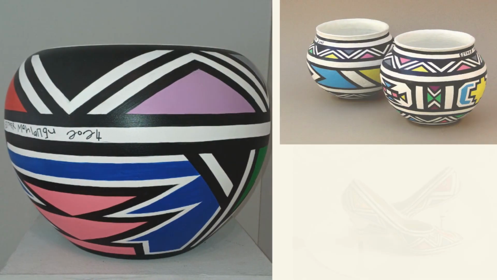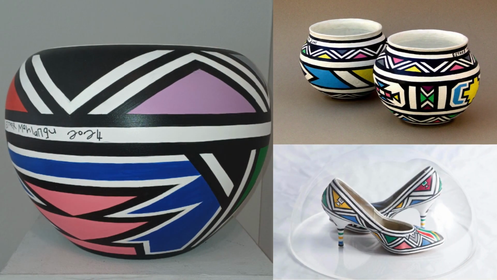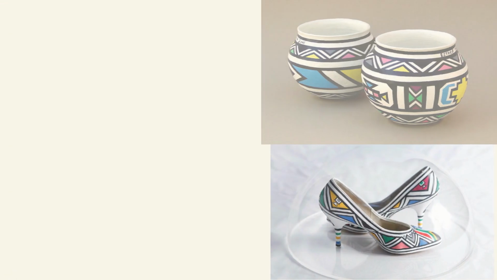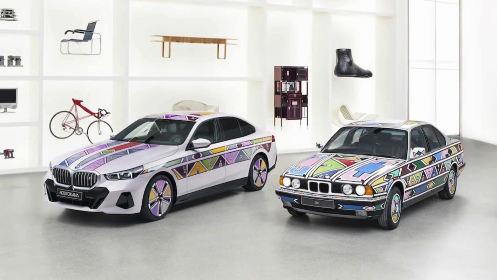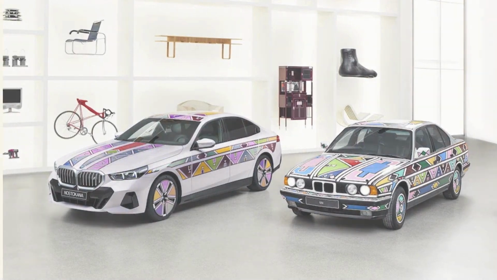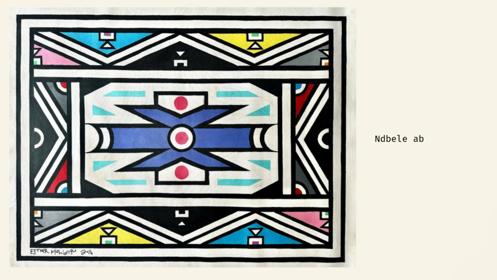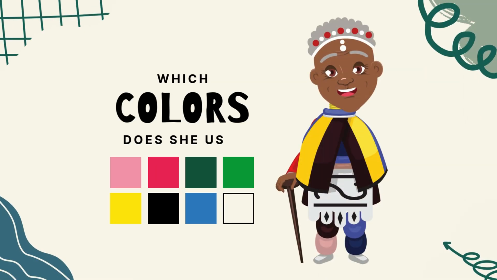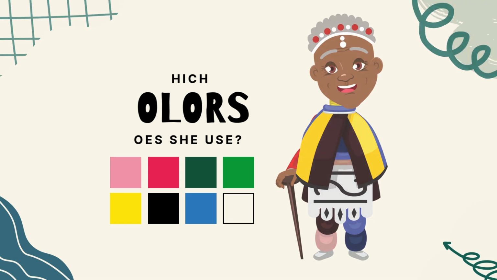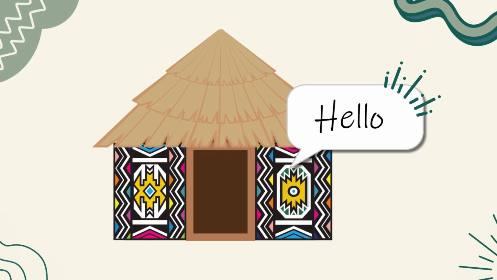Esther Mahlangu's style is defined by bold geometric patterns, vivid colors, and striking visual harmony that reflects traditional Ndebele art while offering a unique contemporary perspective. Symmetry and balance are key to her compositions, bringing a sense of order to her vibrant patterns. The Ndebele tribe believes that each color is in perfect balance, containing both a positive and negative message. They used this to communicate secret messages to each other during times of war.